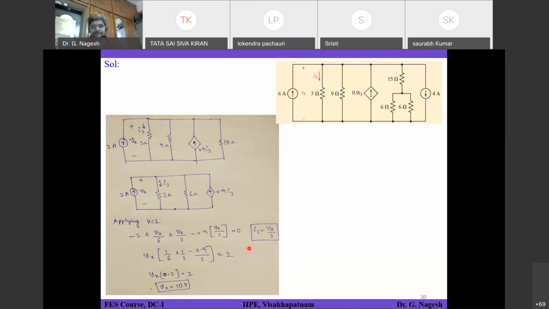Is it clear? Yes, sir. Sir, why do you not combine the 3 ohm and 6 ohm?